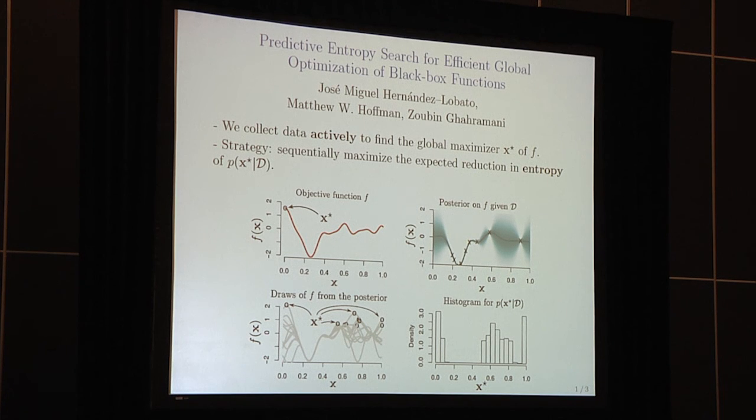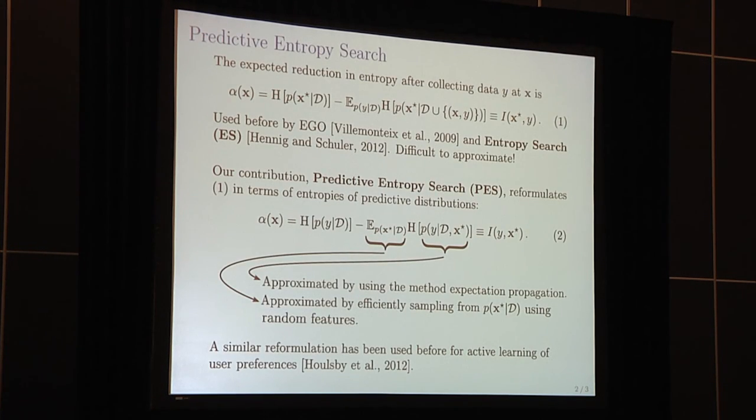This is the location that will produce the highest expected reduction in the entropy of the posterior of this global maximizer. The corresponding acquisition function is shown here in equation 1, and working directly with this acquisition function is difficult because it depends on the entropies of this posterior distribution on x star, which is not tractable. And also we have to update this posterior for each input value x at which we want to evaluate the objective. Instead, we can note that this acquisition function is the same as the mutual information between x star and the variable y, which is the noisy measurement returned by the black box.